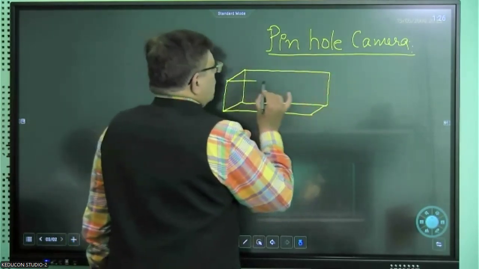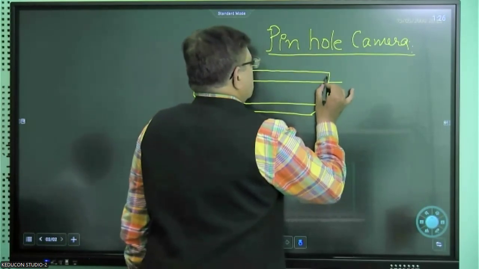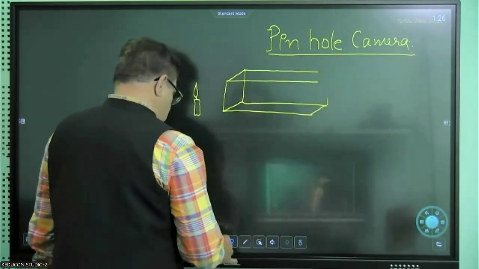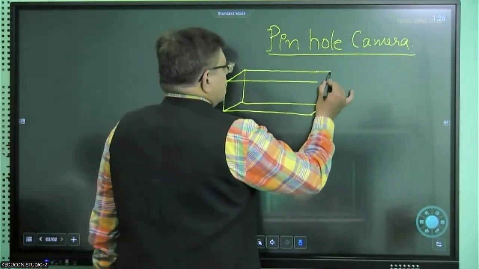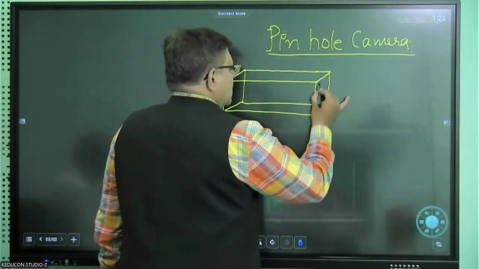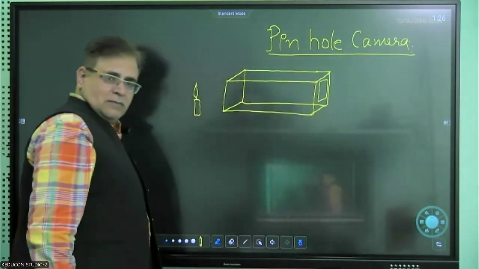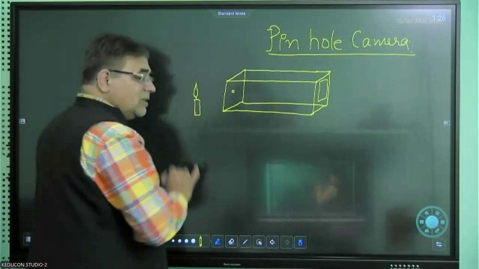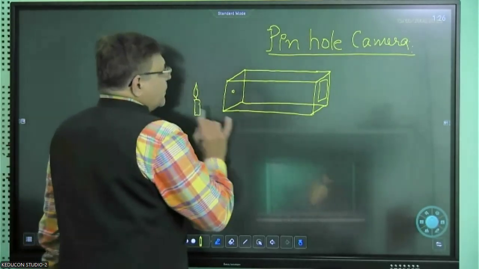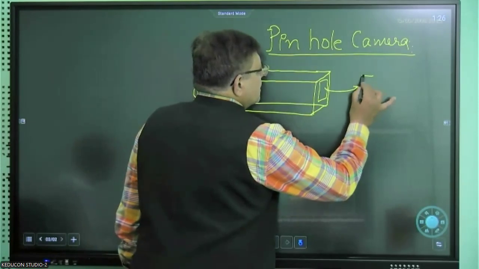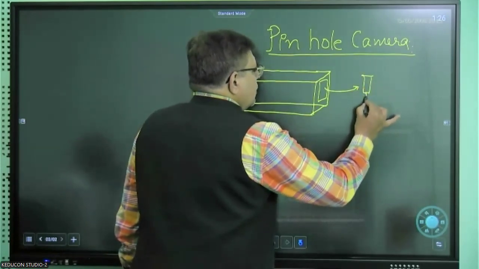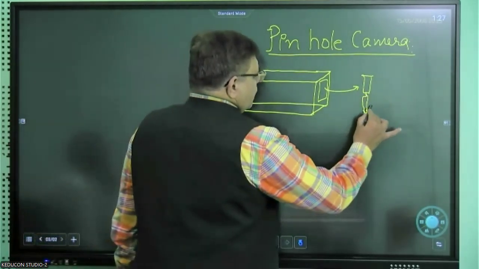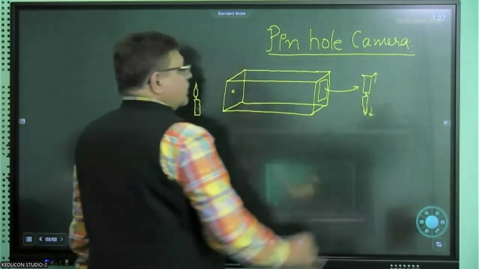Okay, so on the front side, what you observe, there is a screen, a butter paper screen, and there is a miniature hole here. The burning candle is serving as the object. The upside down image will be obtained on this screen. Upside down, or you can say inverted image. The flame is downward, the candle body is upward.